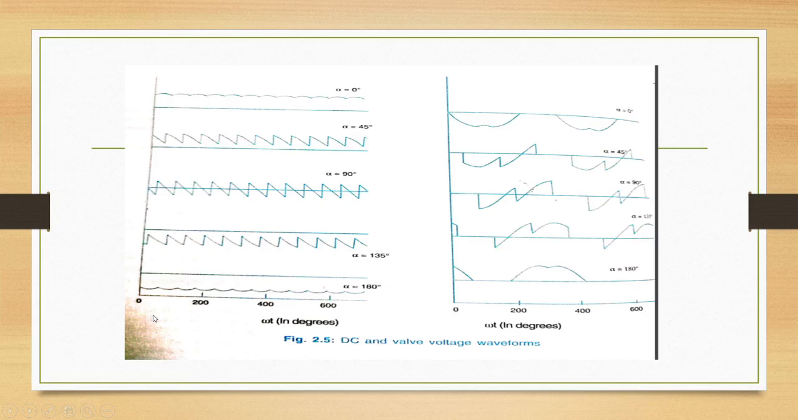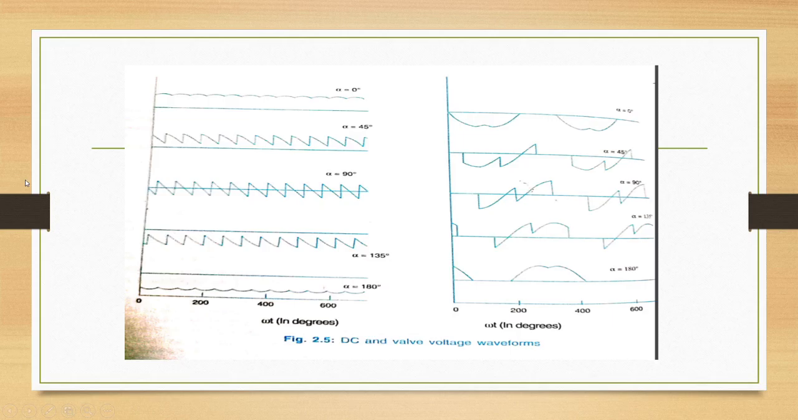The pulse number, which is defined as the ratio of the base frequency of the DC voltage ripple to the fundamental frequency of the AC voltage, for a Graetz bridge is 6. We also note that the average DC voltage reduces as alpha is increased from 0 to 90 degrees. On the other hand, as alpha is increased from 90 to 180 degrees, the average DC voltage will increase in the negative direction and the ripple content will reduce.